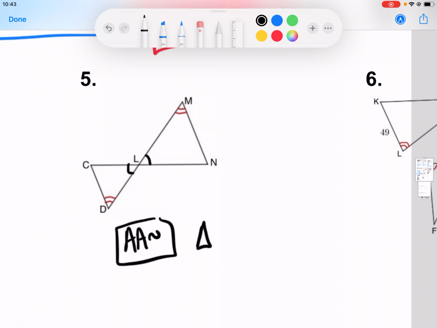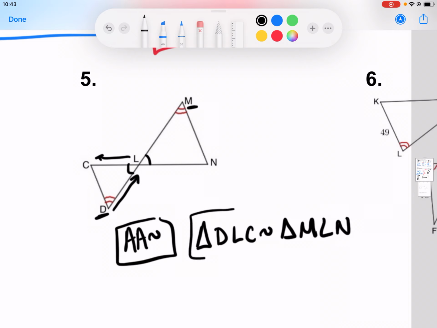statement. So I'll start with the small triangle, start with the D. So I'm going to go D to L to C, so I'll go that direction. And then we'd say that's similar to, and D matches with M since they're equal, so I'll start with M. Then I'll go to L because that's where they're equal, and then N. And that would be your answer.